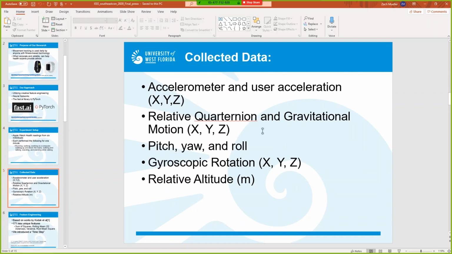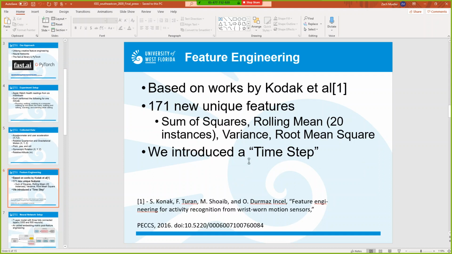The data we chose to collect included the accelerometer and user accelerations, the quaternion and the relative gravitational motion, the pitch, yaw, and roll, the gyroscopic rotations, and the relative altitude. We'll sort of look a little later as to what exactly the model was looking at. But the feature engineering themselves that I mentioned earlier allowed us to make 171 new features off of these 17 or so features that we collected from the Apple Watch.